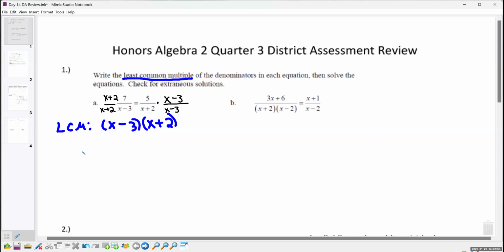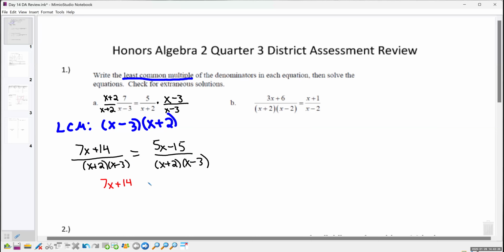So now when I distribute, I get 7x plus 14 over x plus 2, x minus 3, equals, distribute the 5x minus 15 over the same denominator, x plus 2, x minus 3. Now at this point, I'm going to drop the denominators because obviously if I have two fractions that are equal to each other and their denominators are equal, then their numerators must be equal also. So I'm just going to go ahead and say 7x plus 14 equals 5x plus 15.